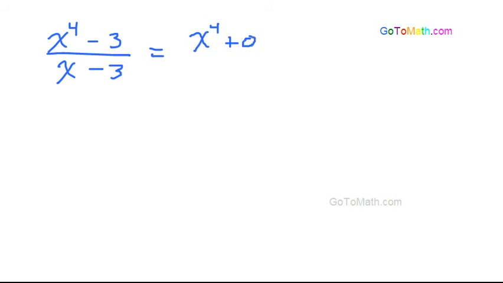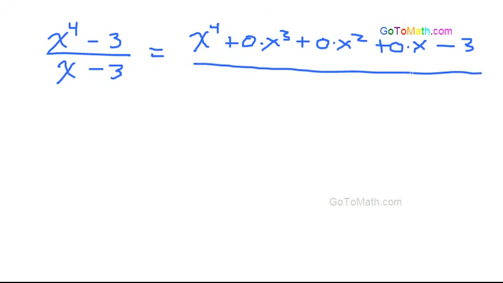Alright, so we got x to the fourth minus 3. I'm sitting here thinking, I think we did a problem just like this earlier. Maybe. Okay. So what we're going to need to do is, and I'm just going to go ahead and write this out right here. So we have x to the fourth plus 0x cubed plus 0x squared plus 0x and then minus 3. Okay.